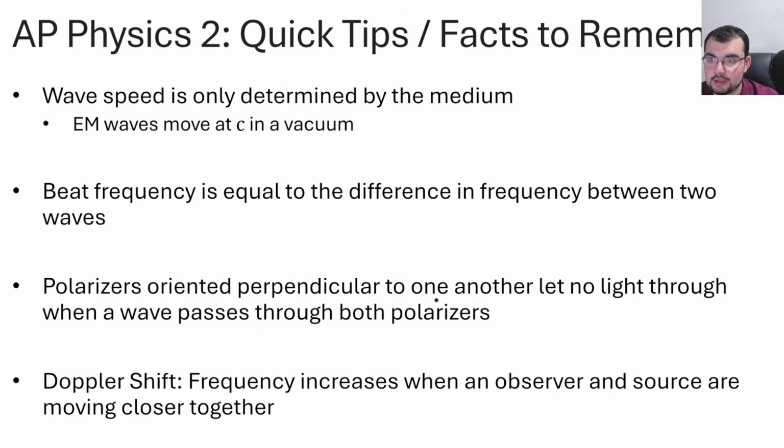Wave time. Wave speed is only determined by the medium. EM waves move at c in a vacuum. That comes up a lot. Beat frequency is the difference in frequency between two waves.